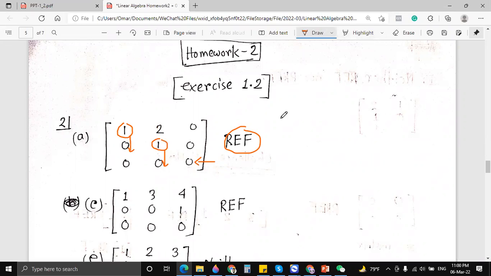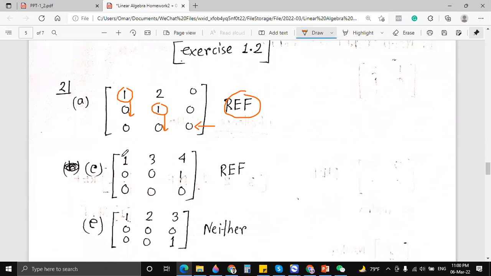The second example here, we have 1 as the first pivot point, and the second pivot point is also 1. The same thing, down here also 0, down here also 0, but above is not 0. That means REF form, but not RREF.